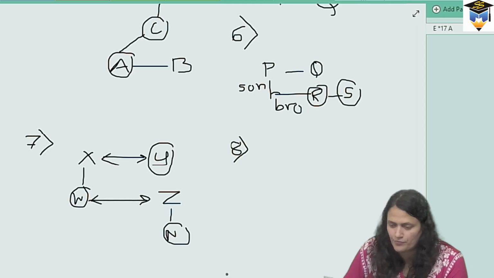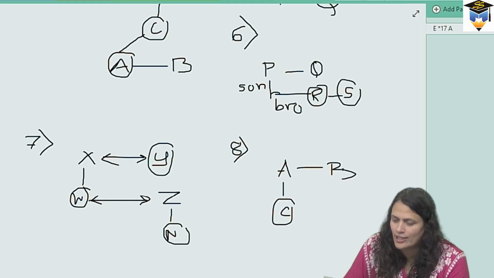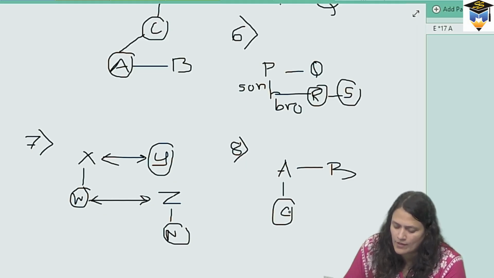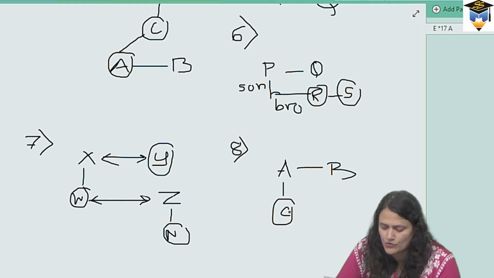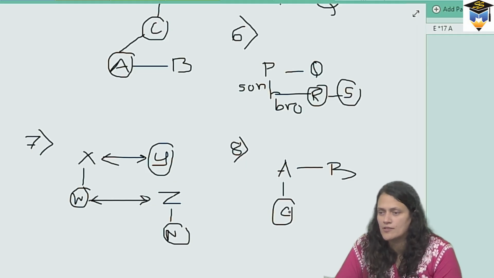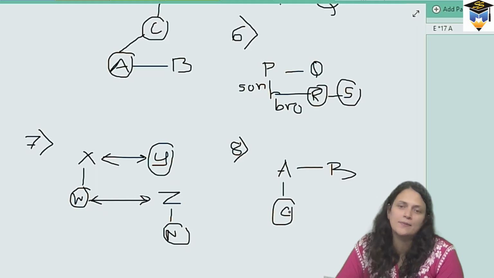So A and B are brothers and C is the daughter of A. So what is the relationship between these two? Paternal uncle. Correct. So B is going to be the brother of A. Answer is brother. A and B are brothers. That is why B is the paternal uncle of C.